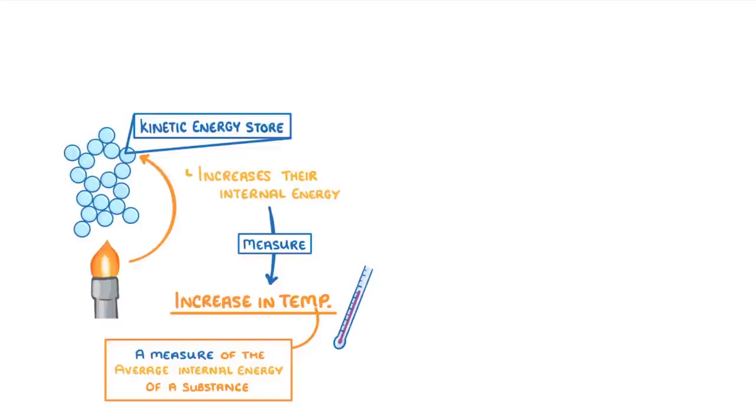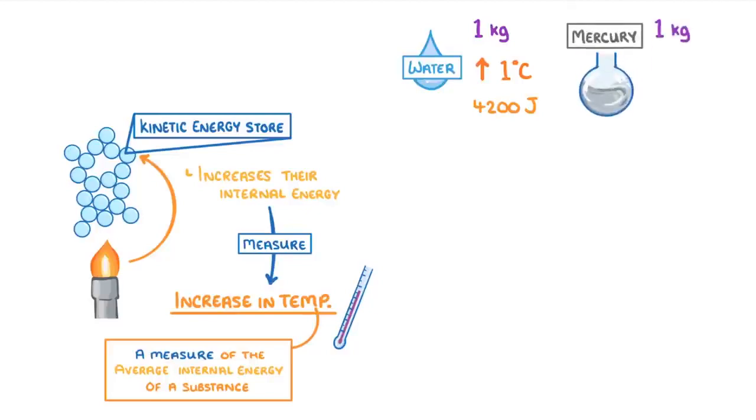However, some materials require a lot more energy to increase their temperature than others. For example, water requires 4,200 joules of energy to warm 1 kilo of it by 1 degree Celsius. Whereas 1 kilo of mercury can be heated by 1 degree Celsius with only 139 joules of energy.